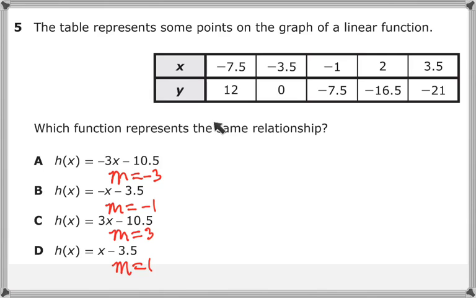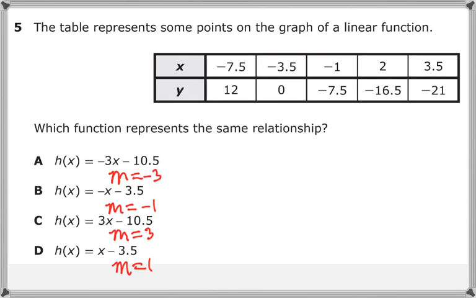So let's go ahead and read the problem. The table represents some points on the graph of a linear function. They're telling us specifically it's a linear function, so we know that it doesn't matter which 2 points we pick and apply to the slope formula, we're going to get the same slope. It doesn't matter which 2 points, because they're all points on the line, which has a constant rate of change. So let's go ahead and pick the first 2 points.